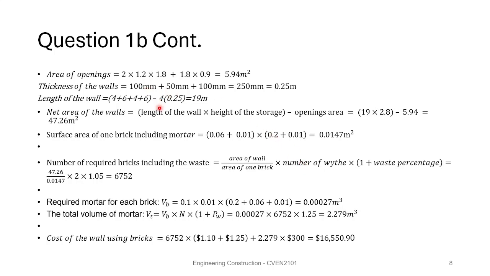Then we can calculate the length of the wall. The length of the wall is 4 plus 6 plus 4 plus 6, so it's 4 meters by 6 meters. However, we still have to reduce it by 4 times 0.25. Some of you might be wondering, why do we reduce it? What's the use of it? What we are trying to do is accommodate the thickness of the wall.